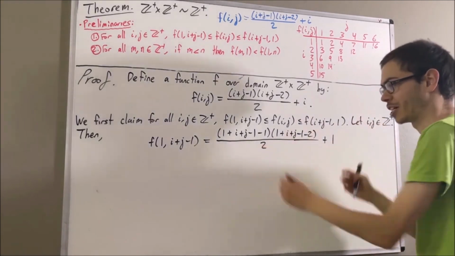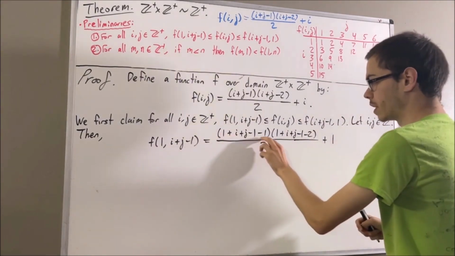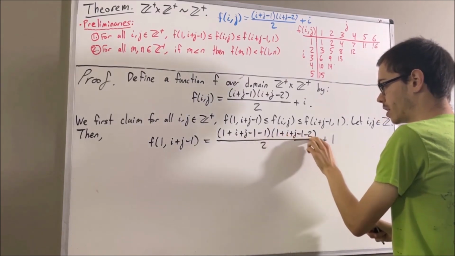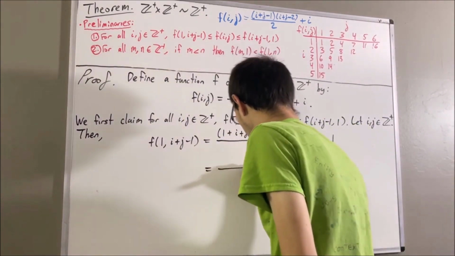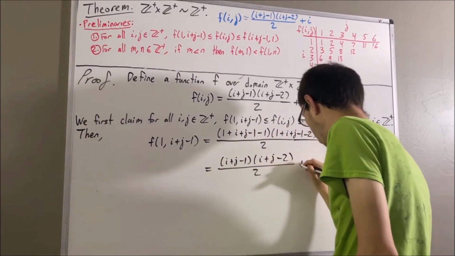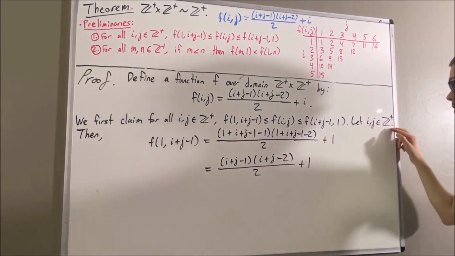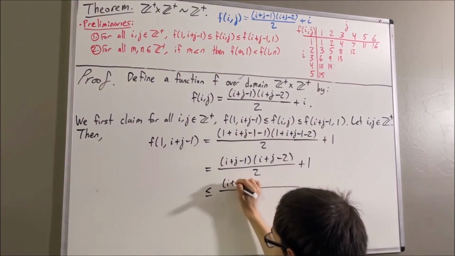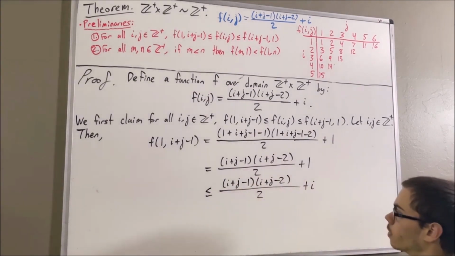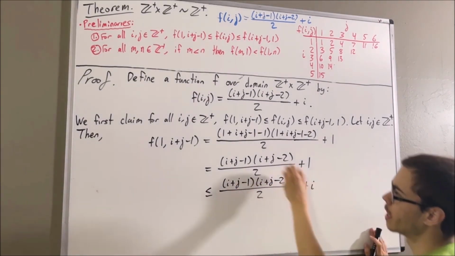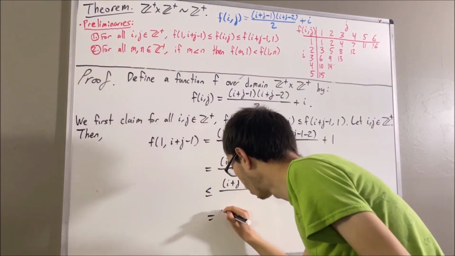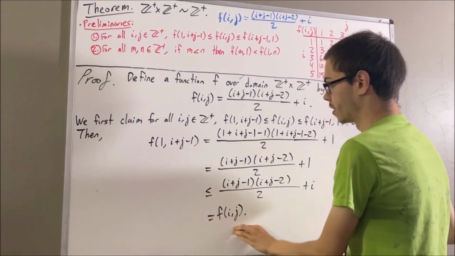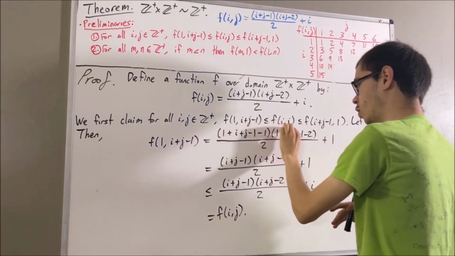Right, so just like that. Now, if we simplify this first parentheses, you're going to get i plus j minus 1. If you simplify this second parentheses, you're going to get i plus j minus 2. However, since i is a positive integer, we know that 1 is less than or equal to i. And this is precisely what f of i comma j is equal to. So we have that this is less than or equal to this. So we have proven the first inequality.